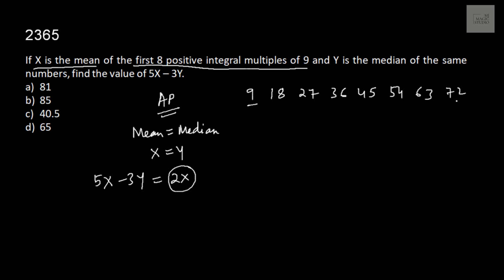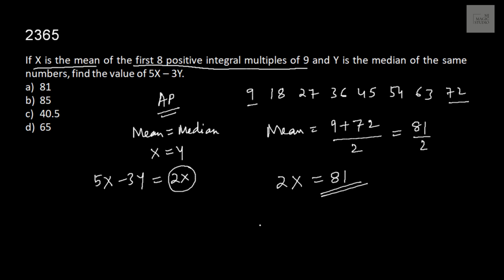Now calculation of mean becomes simple. For an AP series, mean is simply first term plus last term divided by 2. So that is 81 by 2. So mean is 81 by 2, that is x equals 81 by 2. 2x is equal to 81. That is the answer we are looking for. So with all the theoretical concepts, this question actually becomes an easy one to solve. So the final answer is 81. That features in option A.